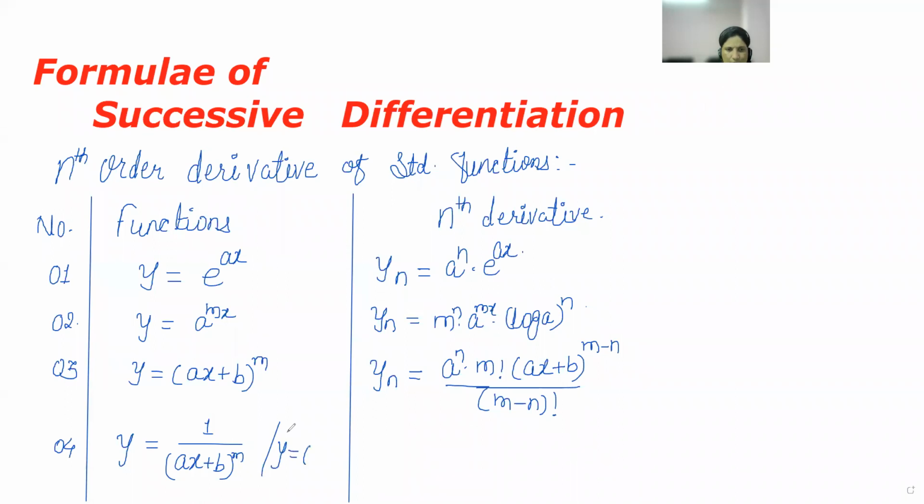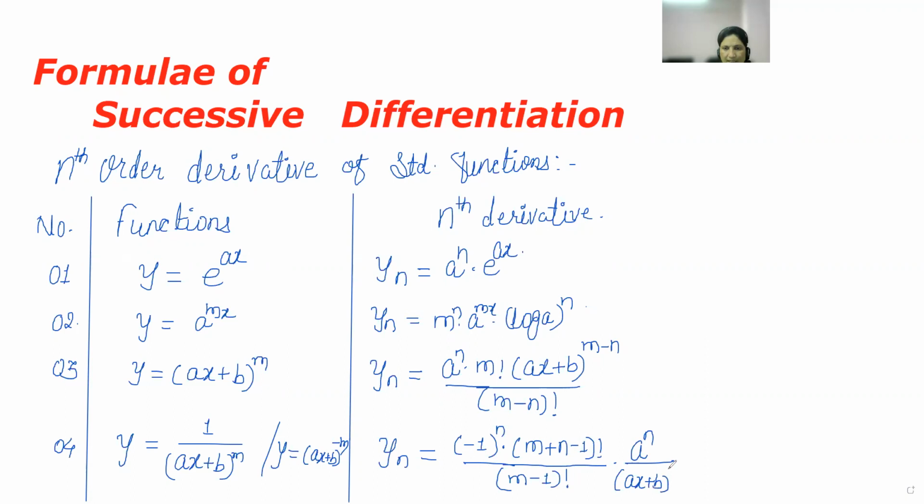The next, if y equals 1 upon (ax plus b) raised to m, or this can be put as y equals (ax plus b) raised to minus m, then its nth order derivative yn is equal to minus 1 raised to n, into (m plus n minus 1) factorial, divided by (m minus 1) factorial, into a raised to n, divided by (ax plus b) raised to m plus n. Please note down carefully.